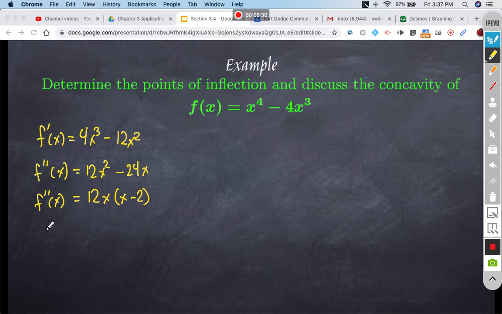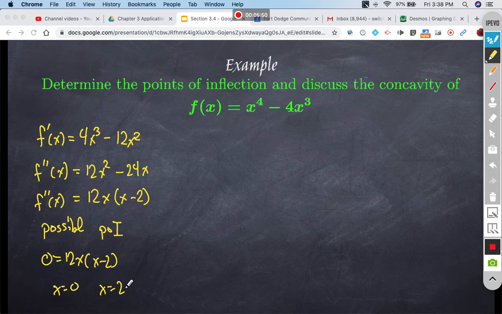So my possible points of inflection are going to be where 0 equals 12x times (x minus 2). So at x equals 0 and x equals 2. I'm not guaranteed. Usually those will be your points of inflection, but not always. So we do want to check those.